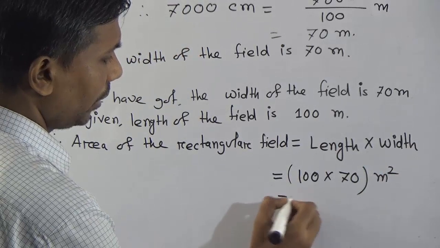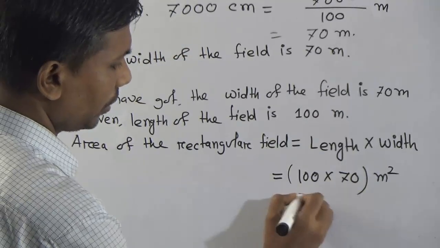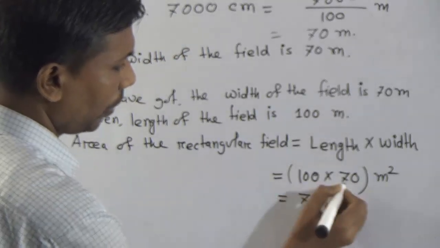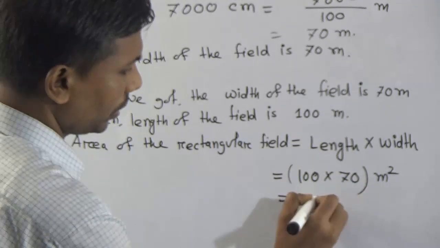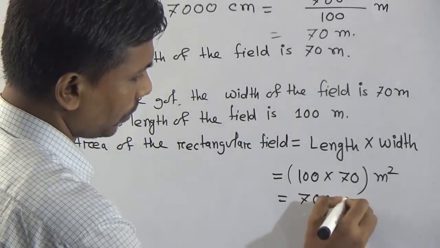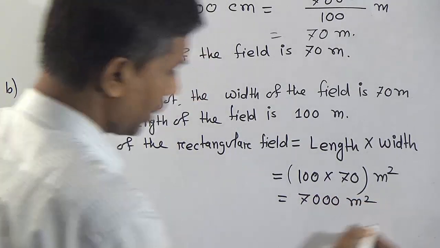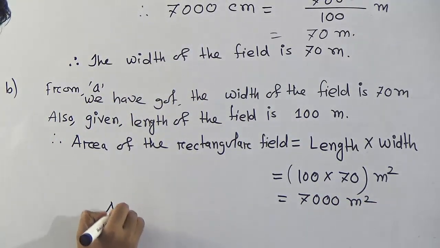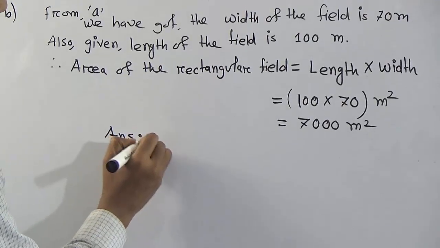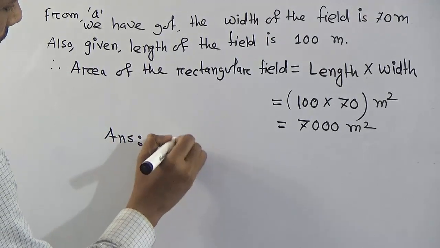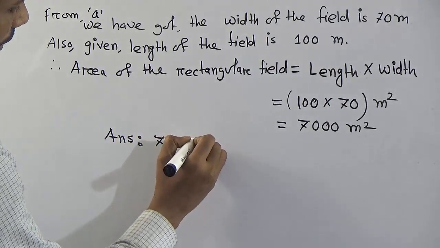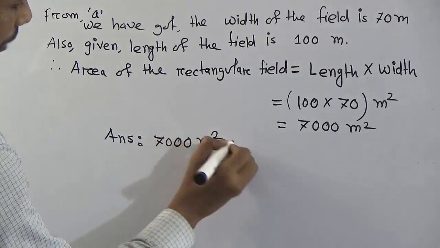Now write here 100 into 70, this is equal to what? 7, and how many zeros? 2 and 1, 3 zeros. Okay student, now write the answer: 7,000 square meters.